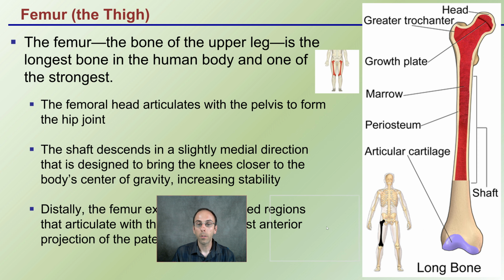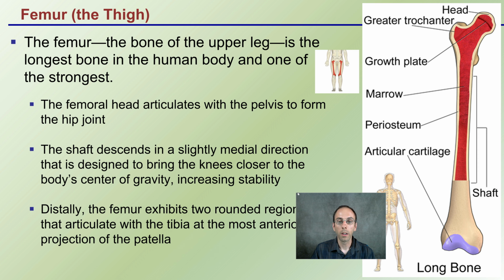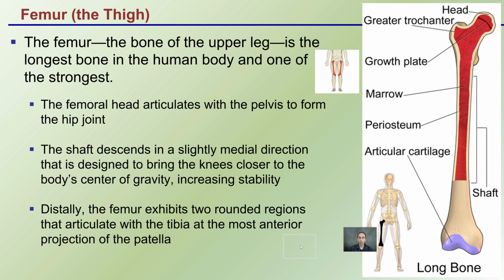So let's start with that femur, that largest bone there. It's in the upper leg, and it's the largest bone in the human body, and also one of the strongest. It has a lot of pressure to deal with. The femoral head articulates with the pelvis to form the hip joint. The shaft descends in a slightly medial direction that's designed to bring the knees closer to the body's center of gravity. This helps increase your stability.